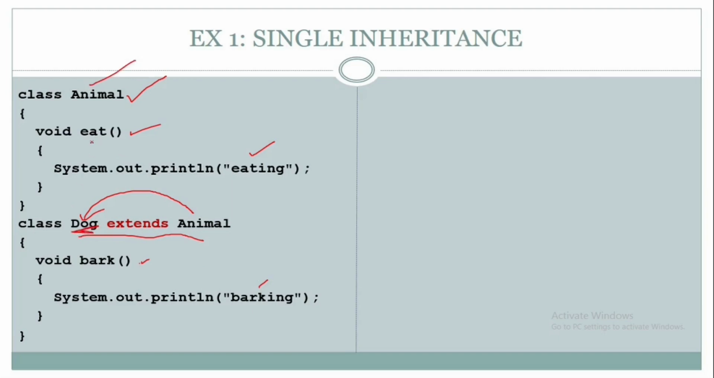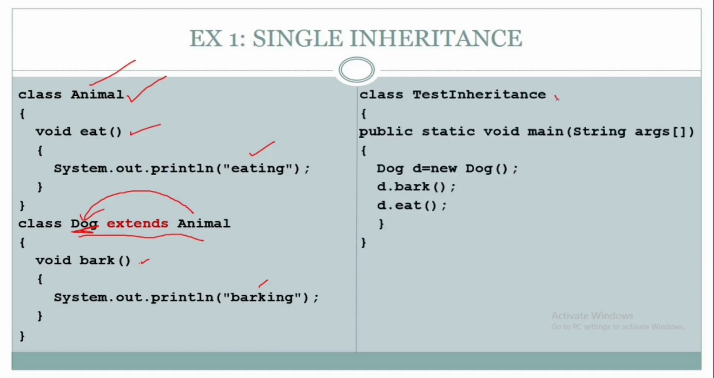The subclass has all the features of animal. Now if I create an object of dog, I can easily call this eat method using an object of class dog. Now let me create one more class called test inheritance. Within the main function I'll be creating an object of class dog. As you can see here, this D is an object of class dog. D dot bark: I can directly call this method bark using an object of dog, so that will print barking.